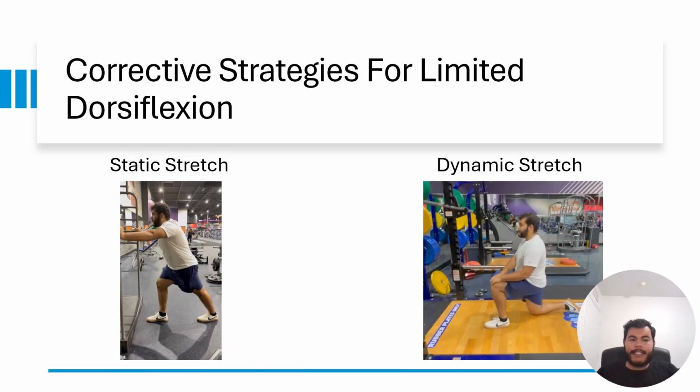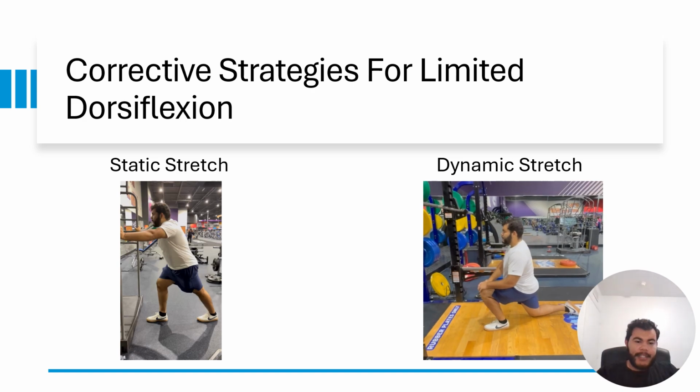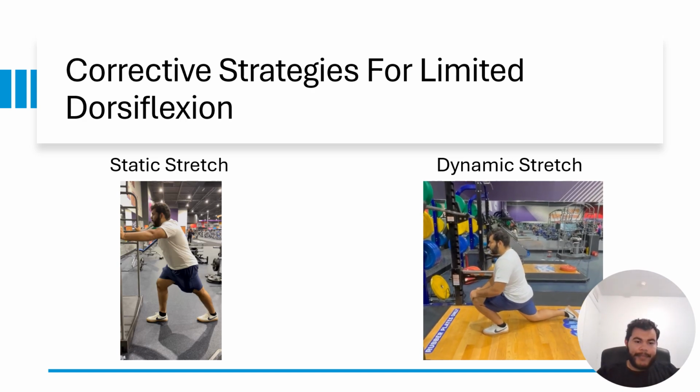To fix these compensations, here we have two corrective strategies for limited dorsiflexion. Starting off with the first one, a static stretch. As you can see here, we're going to begin in a half lunge position, having support either on a wall, or for me, I picked this because I have more space for me to lean forward. As I said, we're going to have both feet behind each other, a little bit of room so that you can bend the knee forward.